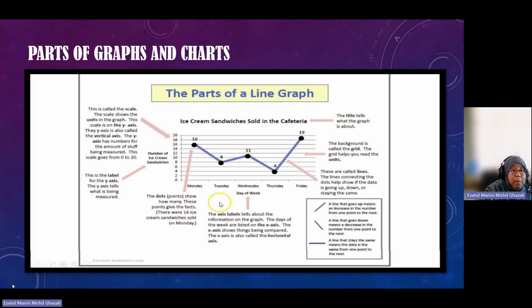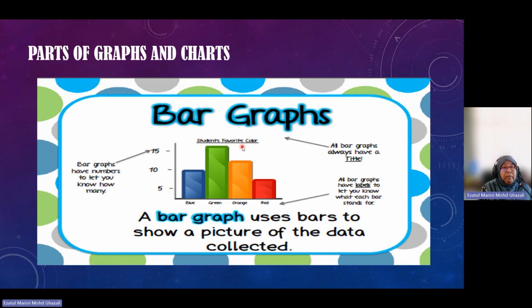Let's have a look at bar graph. This is bar graph. If you look at the title, student's favorite color, so you know that this bar graph talks about the choice of favorite color among students. Okay, and all bar graphs always have a title. Not only bar graph, line graph and pie chart also have title.